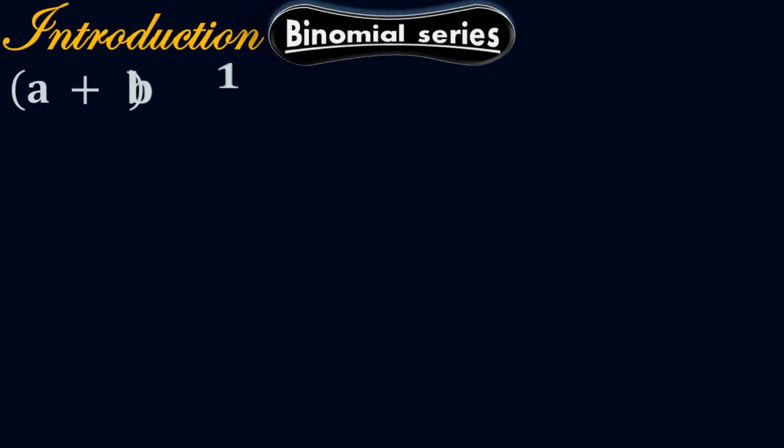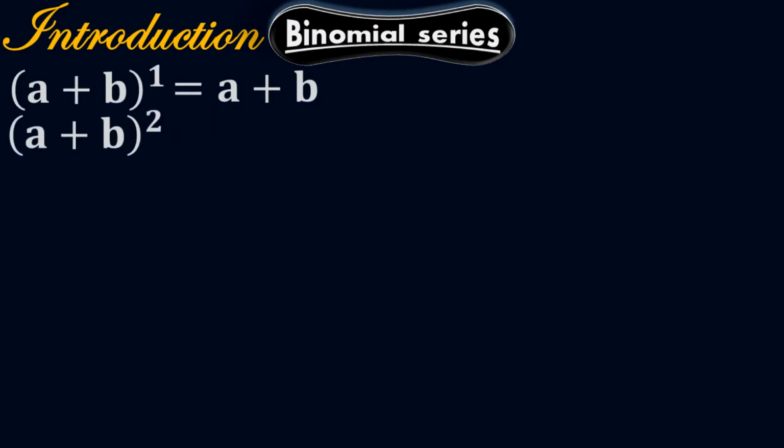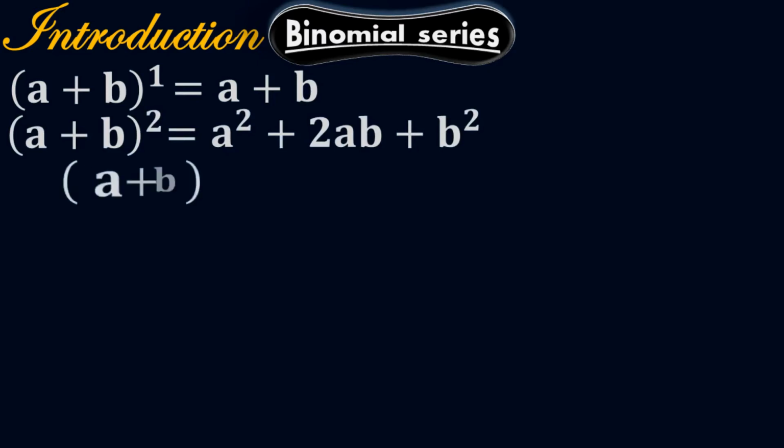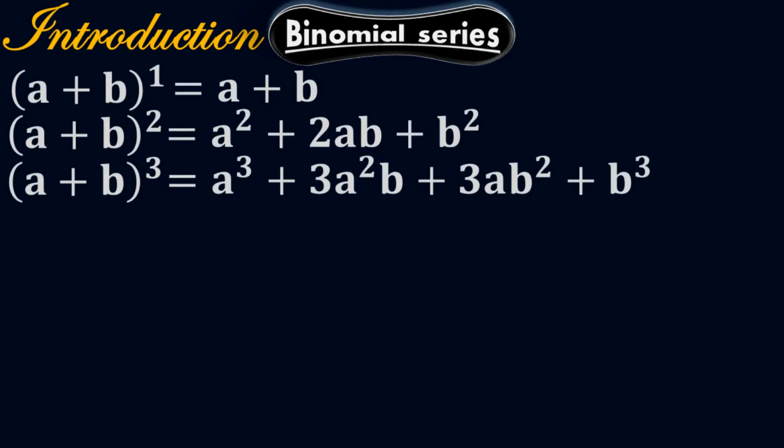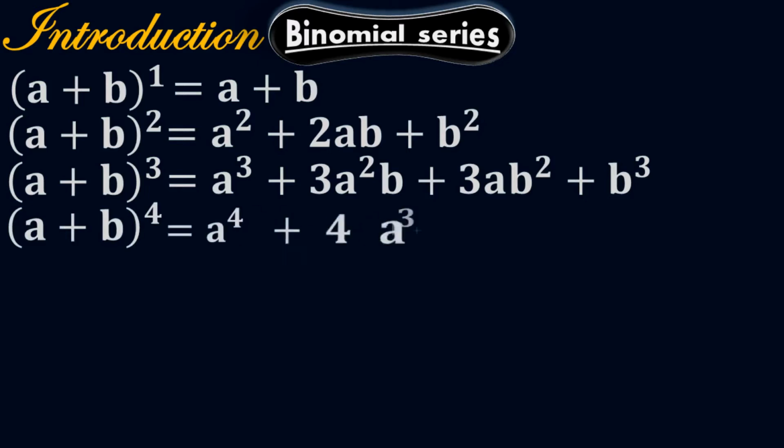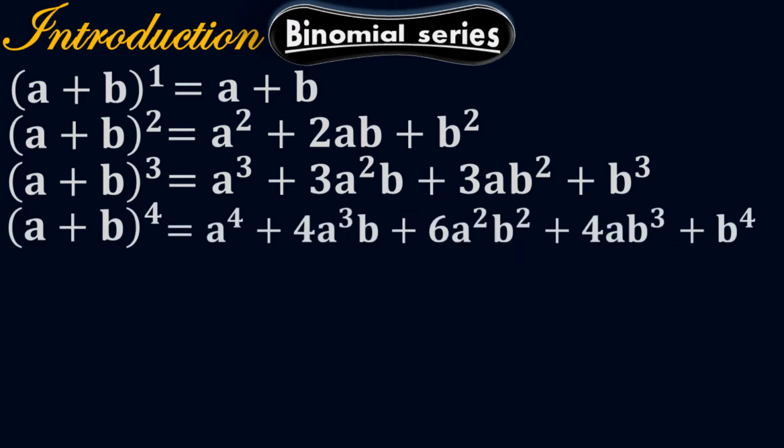Look, we know that (a + b)^1 is a + b. (a + b)^2 is a squared plus 2ab plus b squared. (a + b)^3 is a cubed plus 3a squared b plus 3ab squared plus b cubed. (a + b)^4 is a to the 4 plus 4a cubed b plus 6a squared b squared plus 4ab cubed plus b to the 4.